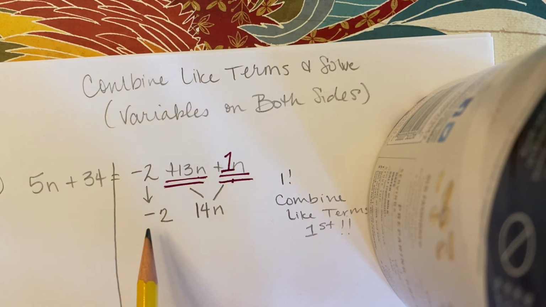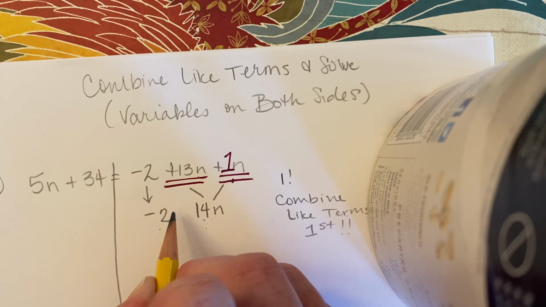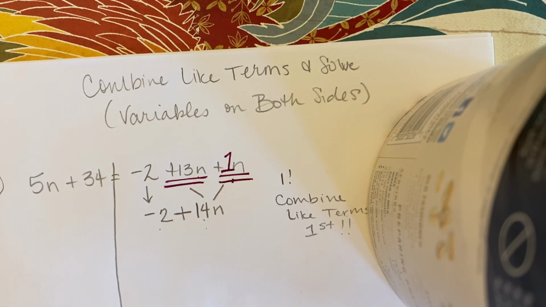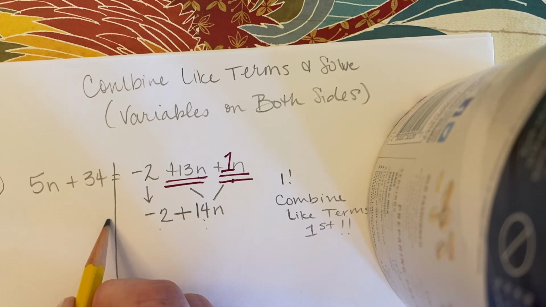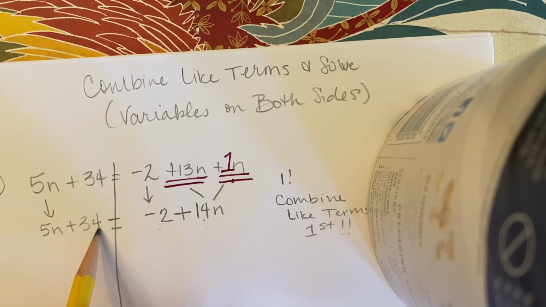Now this is confusing: -2 and a 14n, there's no symbol in between here. That's because I forgot that if it's positive 14n and it's in the middle of my problem, I need to put a symbol there to show what kind it is. It's a plus. It's a plus 14n. We're going to drop our equal sign. We're going to bring straight down the line 5n and 34.